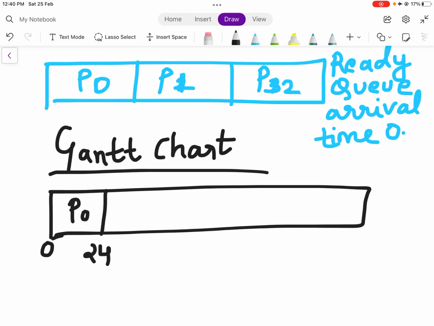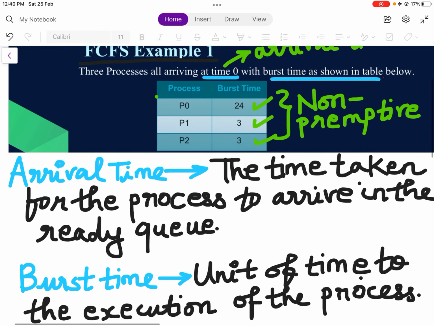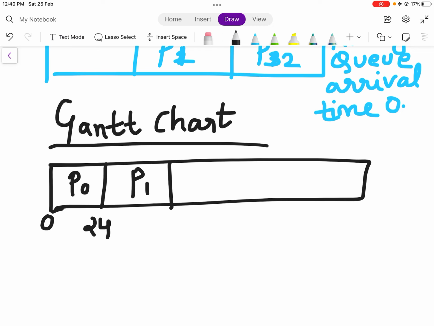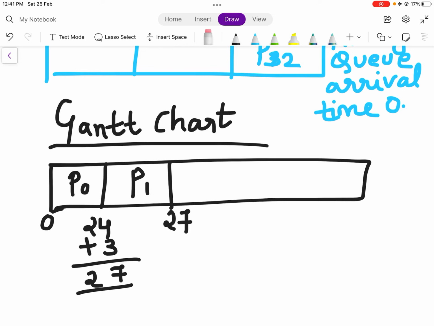Then P0 will be removed from the ready queue. Next present in the ready queue is P1. So P1 will arrive and P1 takes 3 units to complete. So 24 plus 3 is 27. So P1 will complete at 27 units. So P1 will also now leave the ready queue.